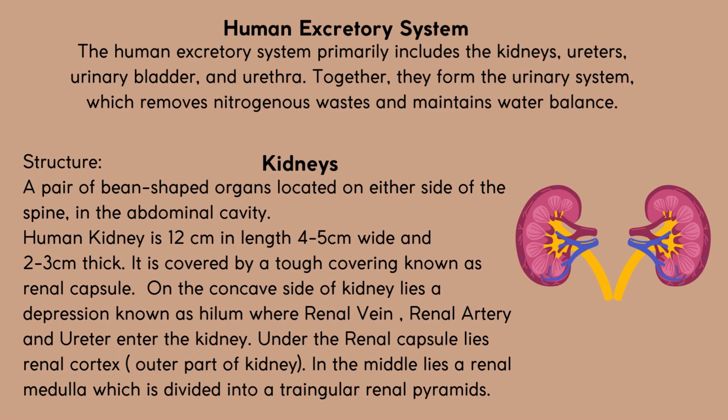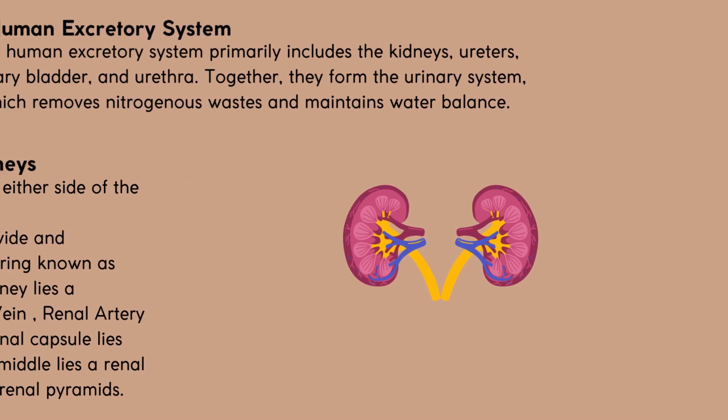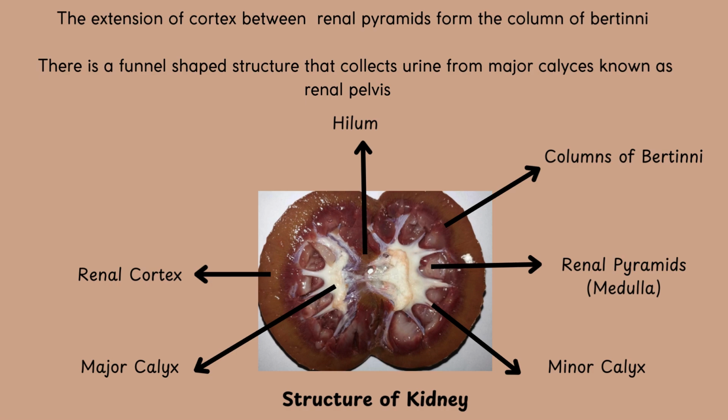In the middle lies a renal medulla, which is divided into triangular renal pyramids. The extension of cortex between renal pyramids form the column of Bertini. A funnel-shaped structure that collects urine from major calyces is known as renal pelvis. Here is a diagram showing different parts of kidney.